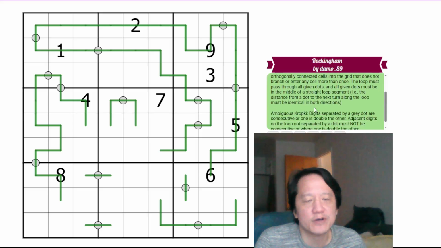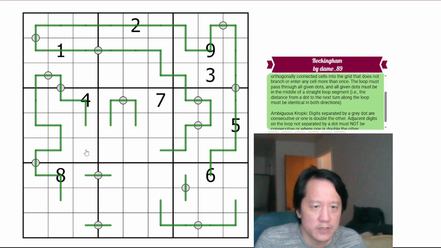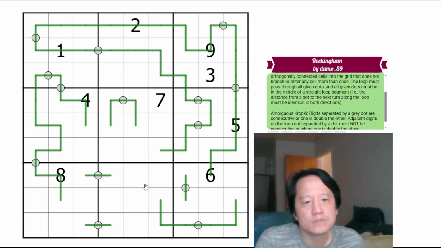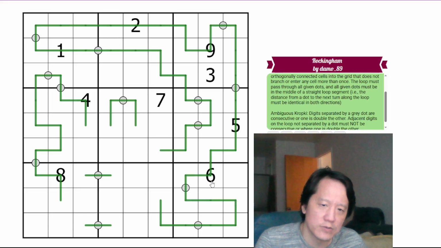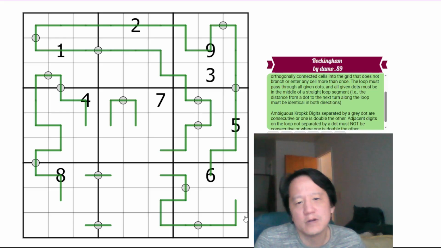I forgot to say what orthogonally connected cells are. Anyways, this is turning once here or once here. This cannot go this way. Can this connect this way is the question. Then it would turn there. That's fine. What about here? If it connects that way, this has to go that way. That's fine too.